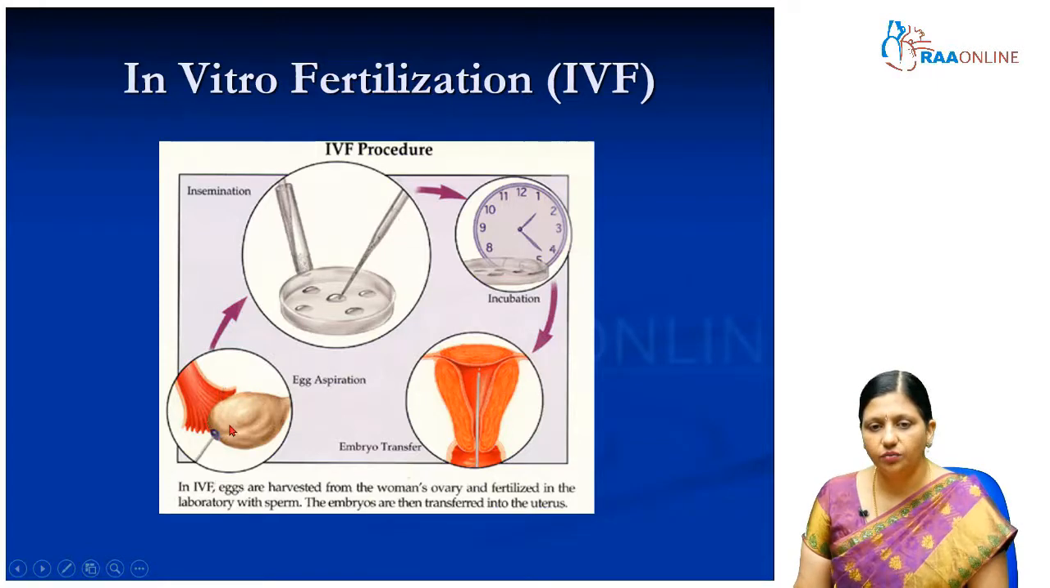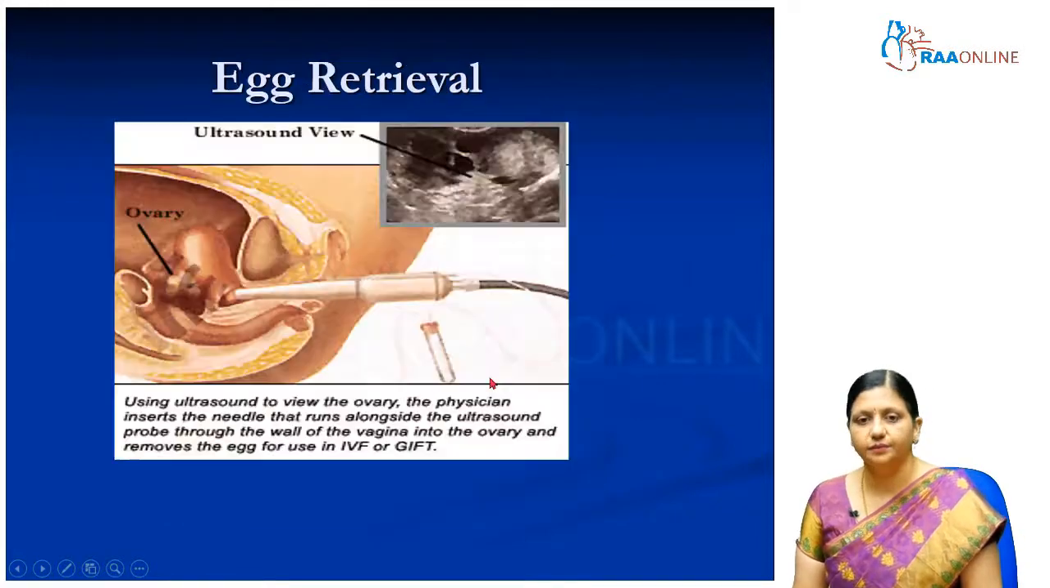So we have to aspirate the oocytes, fertilize the oocytes, wait for the syngamy to happen, and then replace the embryo back into the uterine cavity.